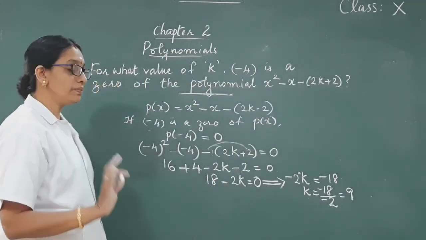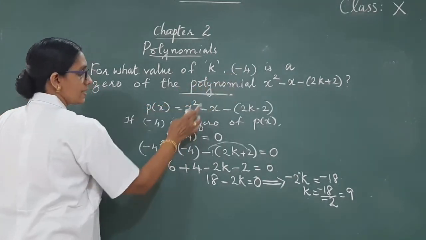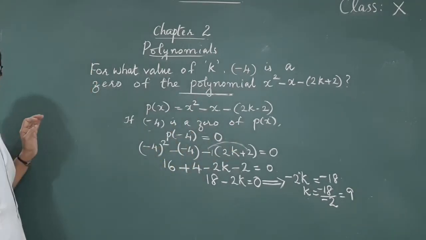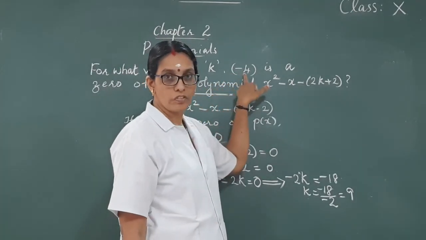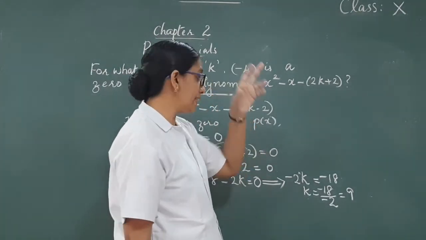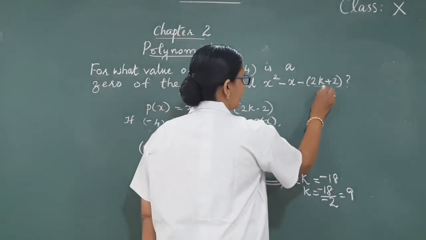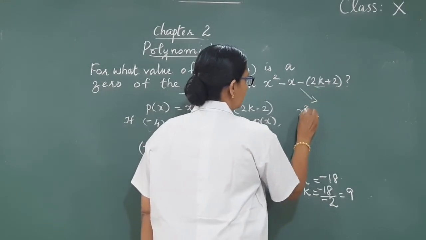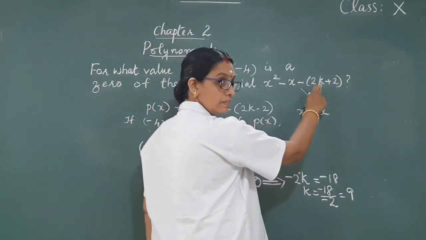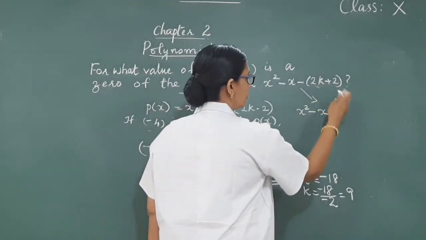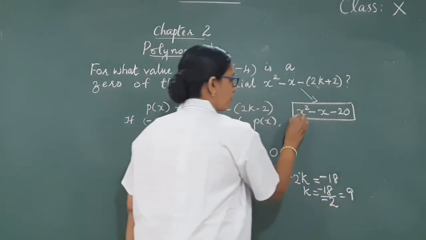Okay. See children. Here it is given minus 4 is a zero of this polynomial. Isn't it? If minus 4 is a zero of the polynomial, we can say something about a factor of the polynomial. When we put the value of k here, it will become x square minus x, 2 into 9, 18 plus 2, 20. Okay, the polynomial will be x square minus x minus 20.